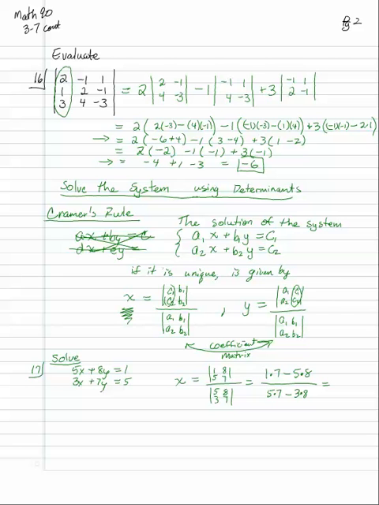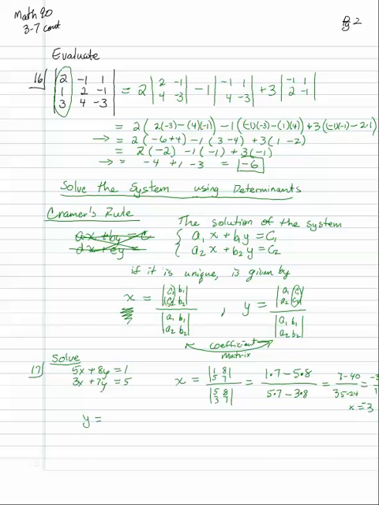So our operations, do the 7 minus 40, which is negative 33. And on the bottom, we get 35 minus 24, which is 11. So x must be negative 3. Now we're going to do y.